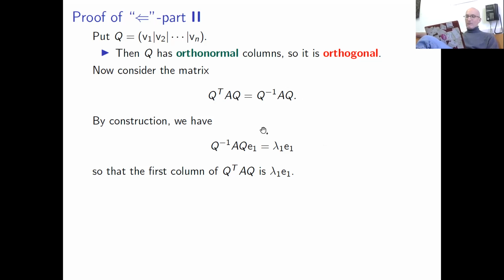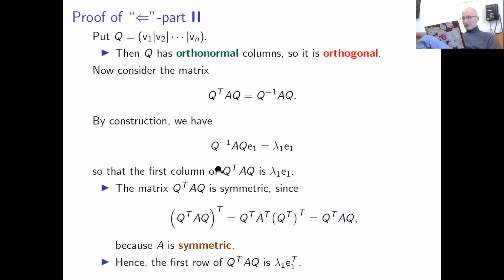By basic properties, when you multiply the matrix by E1, you get its first column. So what we just proved is that the first column of this matrix is just lambda 1 E1. So this matrix has all entries in the first column, except the first entry, equal to 0. On the other hand, this matrix is symmetric.